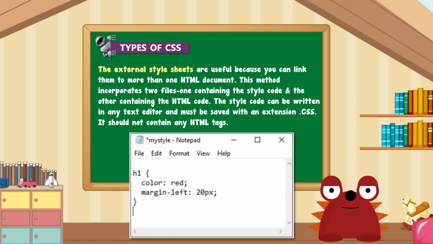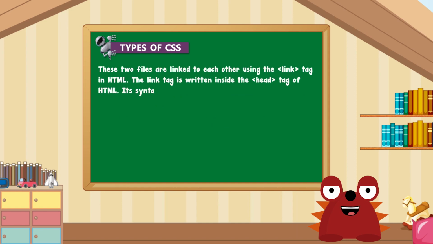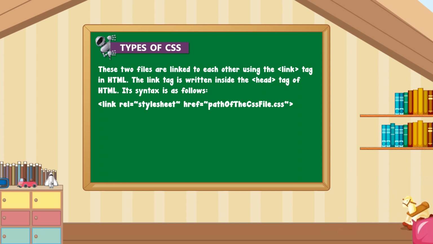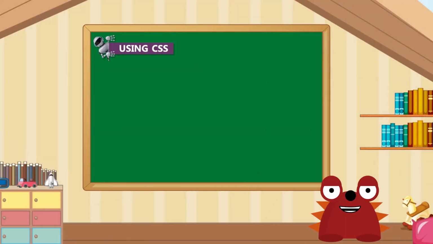This is an example of style sheet CSS code. These two files are linked to each other using this tag in HTML. The link tag is written inside the head tag of HTML. Its syntax is as following. An example is given here. Well then, let's see how to go about using CSS.